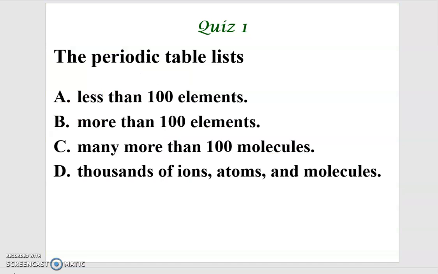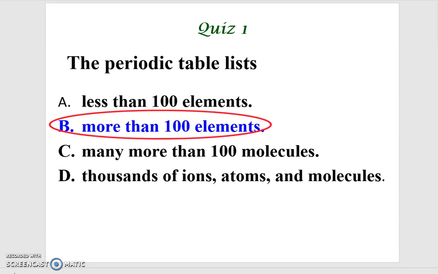Let's have a first conceptual quiz, which is a trivial one. We know that the periodic table is made of elements, and every single element is made of the same kind of atoms. So how many elements do we have? We know that we have more than a hundred.